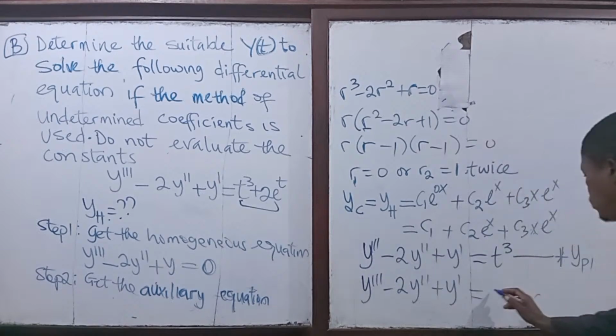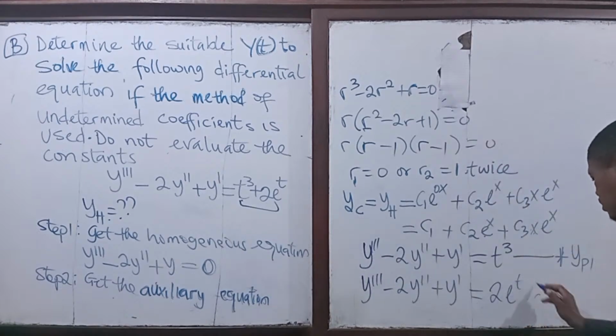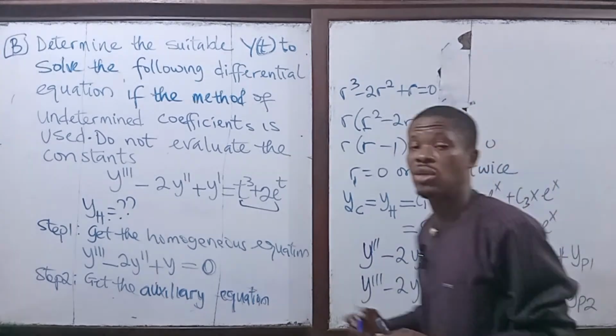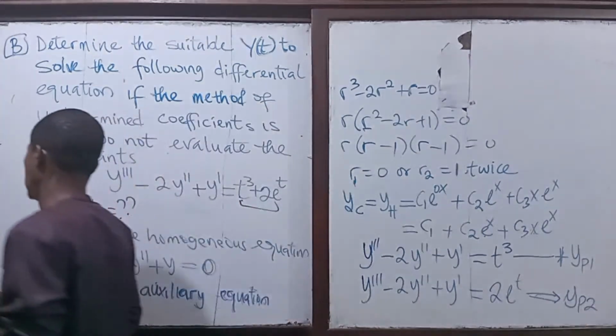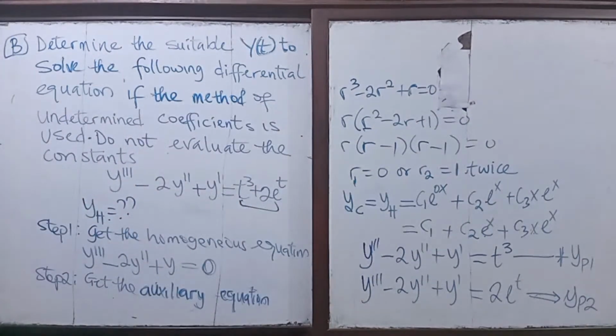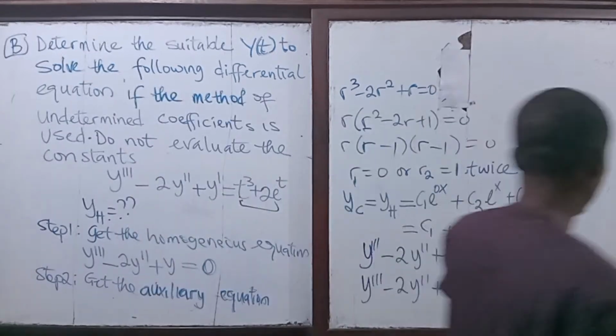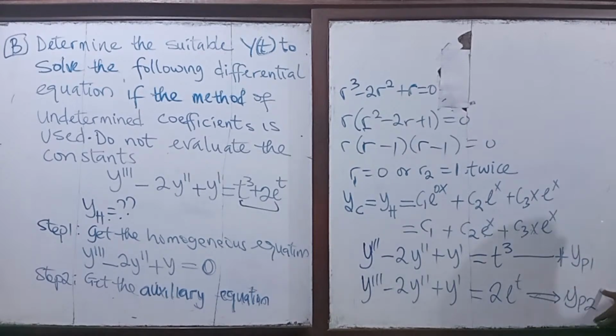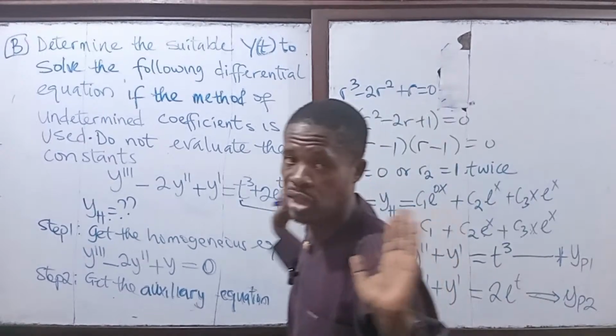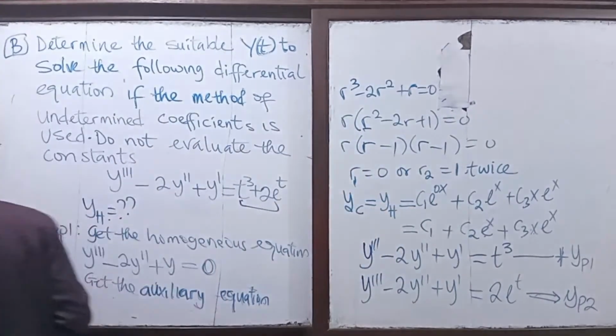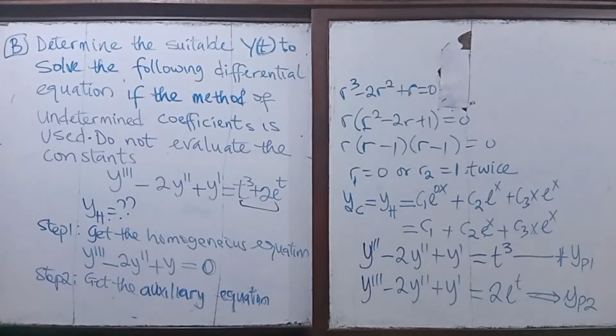That's 2 times this. So the question now is how are we going to get this particular solution? Once you get the yp1, you get the yp2, then you add them together, and that's what we are told to do, and that's the end of the question.